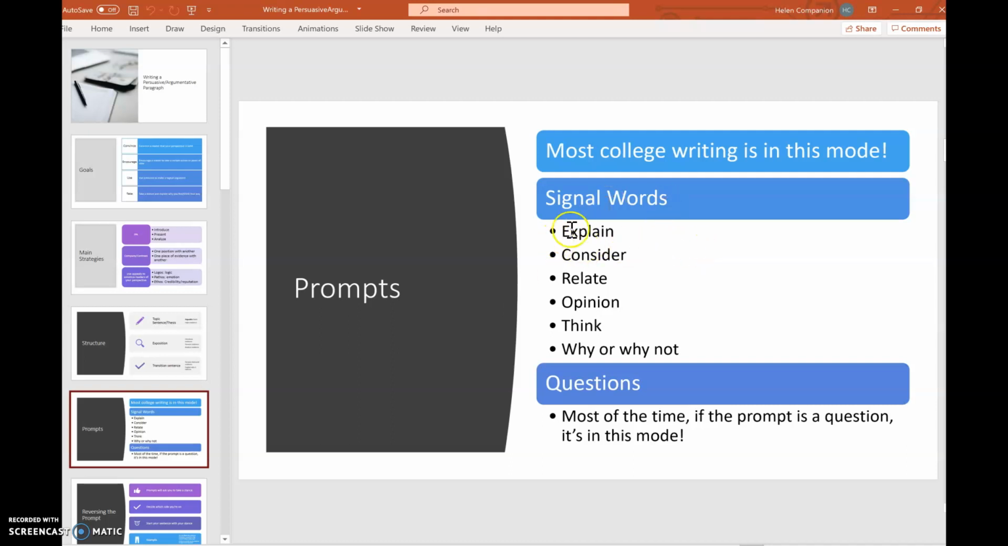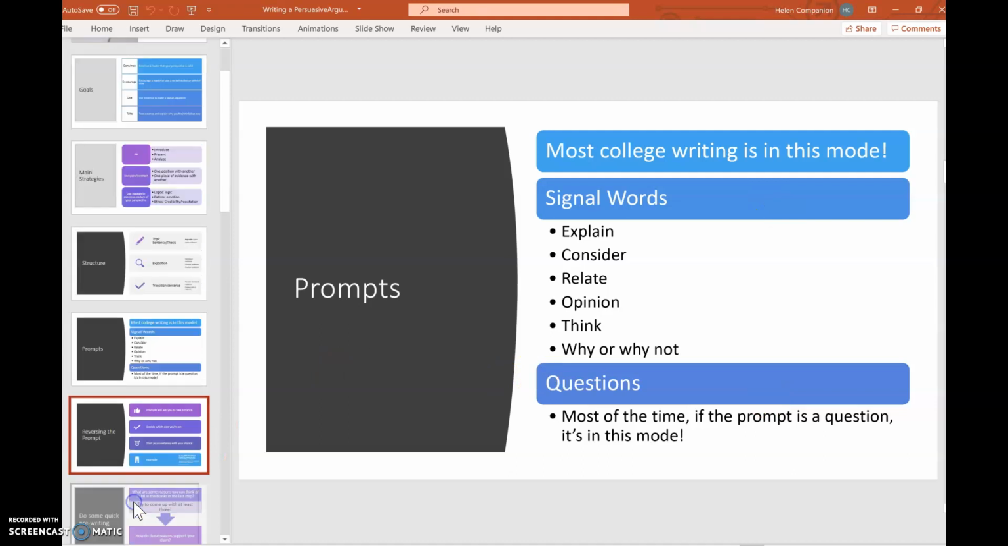Some signal words, like some keywords that you look for to indicate this type of prompt, would be explain, consider, relate, opinion, think, why or why not. And a lot of times these will be phrased as questions. So if you see a prompt that is a question, especially if it's asking your opinion or what you think about something, it's probably going to be persuasive argumentative.